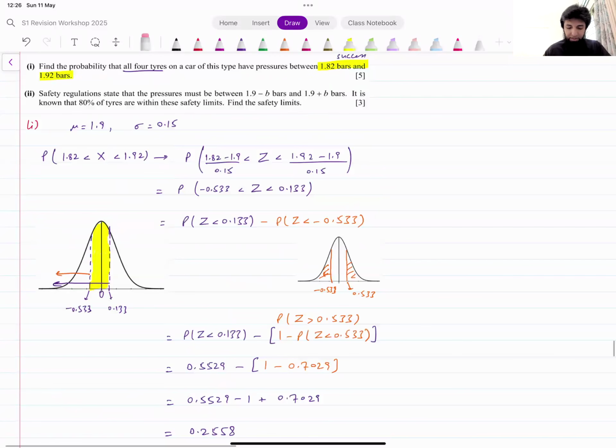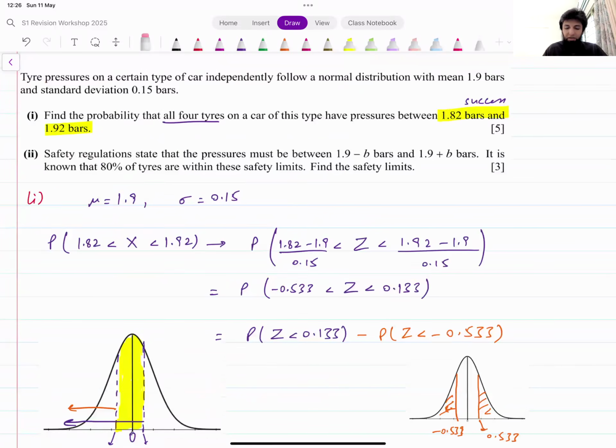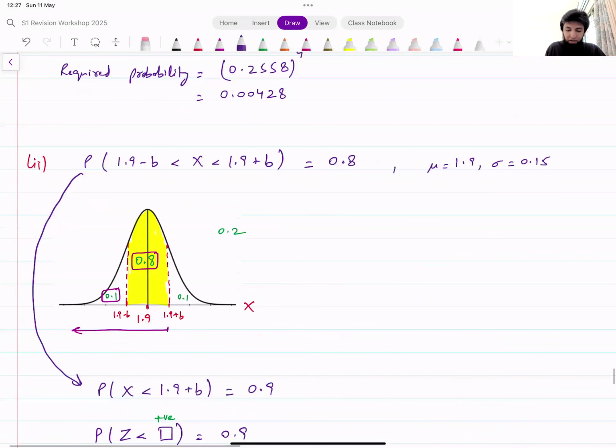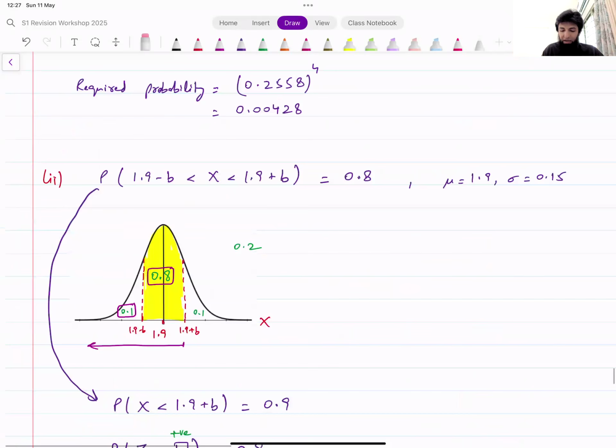In the second part, it says safety regulations state that the pressures must be between 1.9 minus B and 1.9 plus B. It's known that 80% of the tires are within these safe limits. So you're given the probability. You need to find these safety limits. So you need to find the value for B here, and then you can write down the safety limits as well. So what do we know? Probability of X being between these two values is 0.8, 80%. And we have to find the value for B somehow. This is inverse normal.